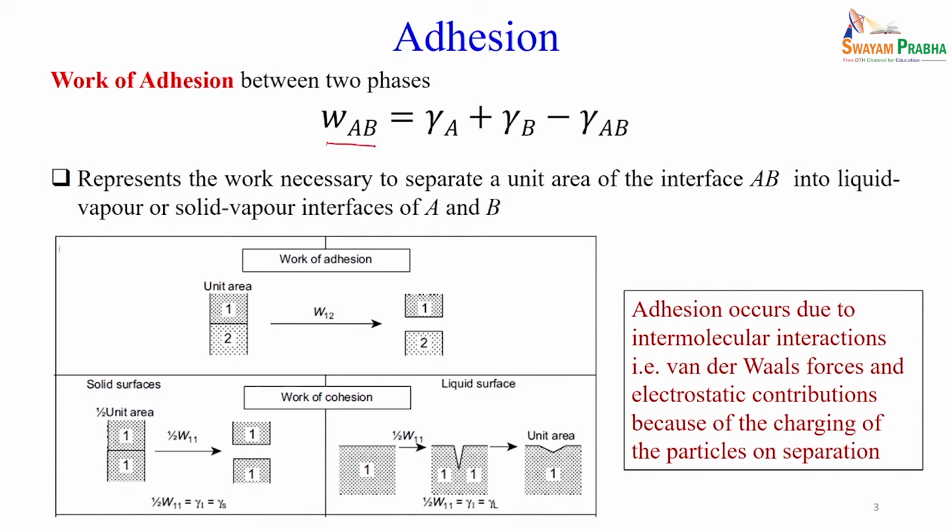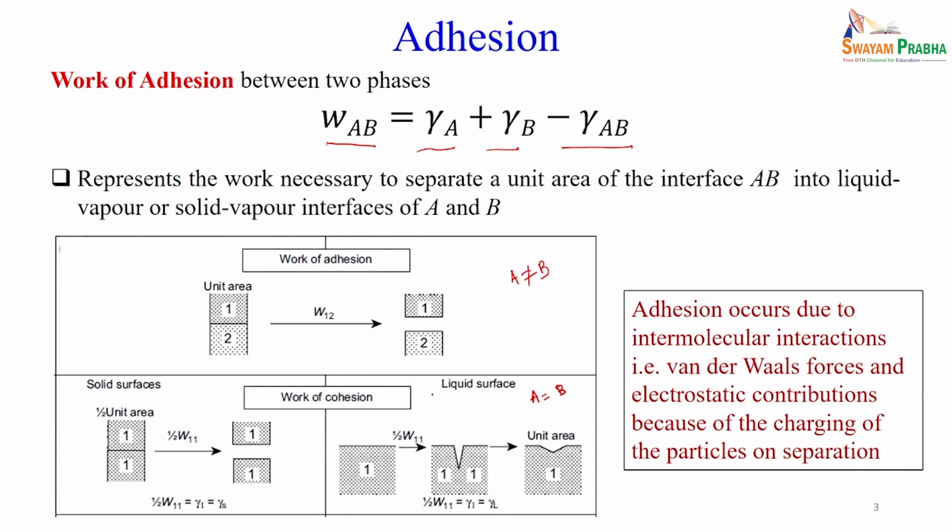So, first thing, as we have discussed in the previous lectures as well, the work of adhesion between two phases A and B is the surface tension of A plus the surface tension of B minus the interfacial tension between A and B. This is the work of adhesion. We call it adhesion when A is not equal to B, and cohesion when A equals B. So, if there is an interfacial interaction between 1 and 2 we call it adhesion, but if it is between 1 and 1 we call it cohesion.